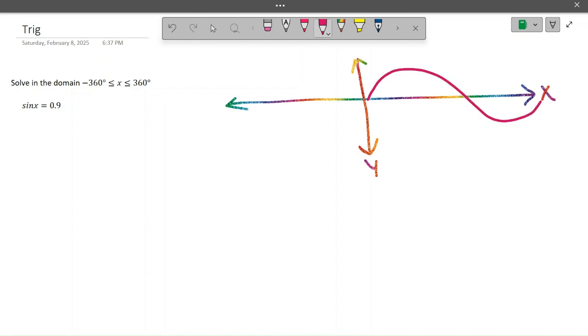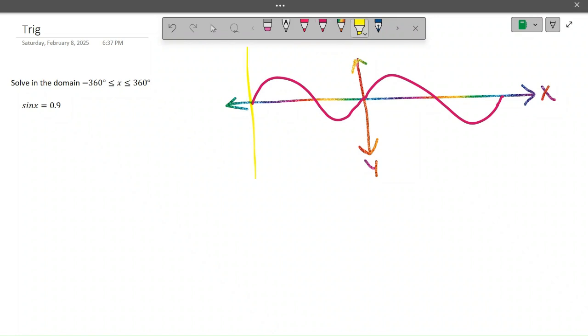Oh my gosh, let me try that again. I got a little overzealous there. We know our graph looks something like this. And then on this side, it does the exact same thing. It should look exactly the same, but clearly I don't have the drawing skill. So something like that. Okay. So what we know is this is -360. This is +360. I'm going to label those. We know that we're looking for values where y equals 0.9.